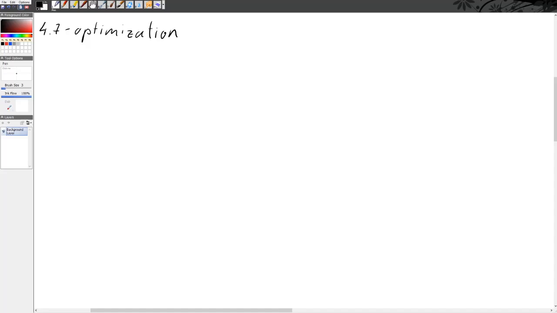Alright, section 4.7 is on optimization. Usually, what happens is that you have a problem with a set of constraints and you want to be able to optimize the solution, meaning find either the maximum or the minimum. So let's take an example.